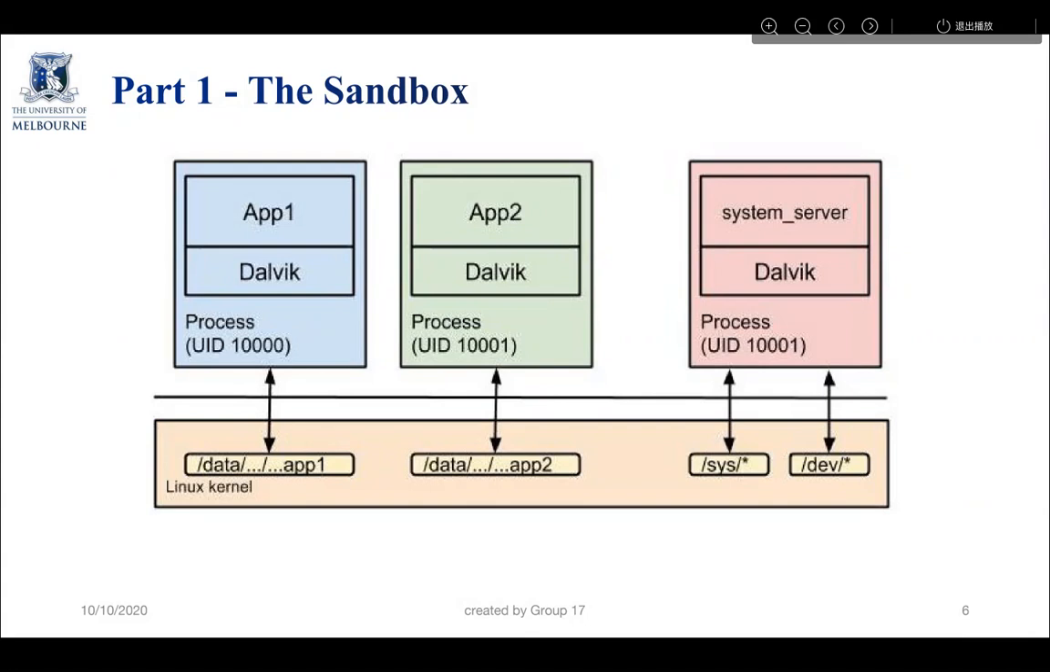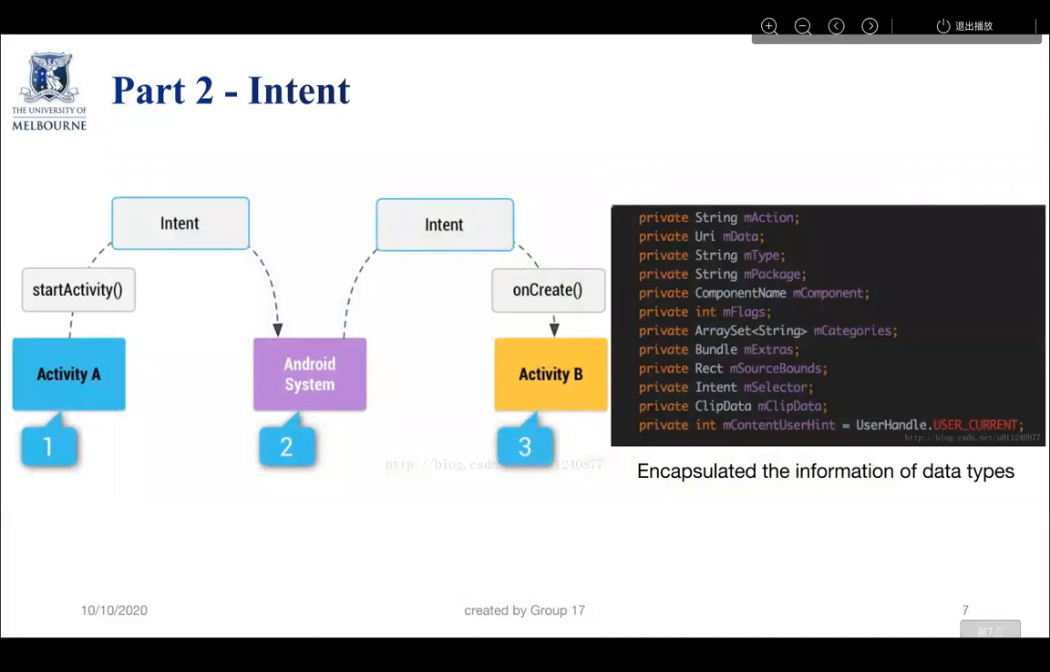By default, each application's data and resource are contained in the location which only the application and the core framework can access. The intent is the message object used to request operation from other components, regardless of whether the component is current application or another application. It's divided into 2 types, explicit and implicit.